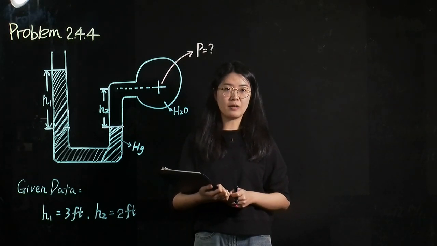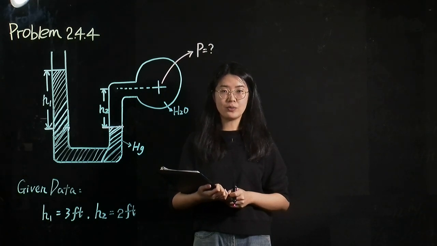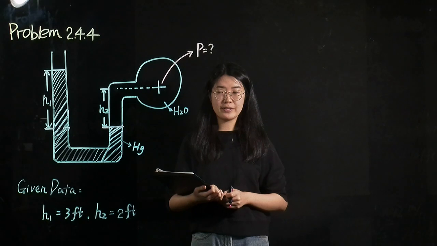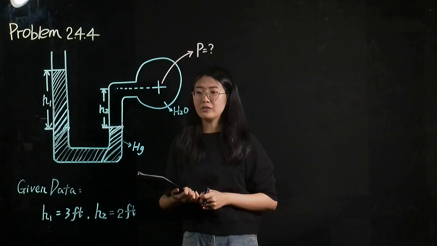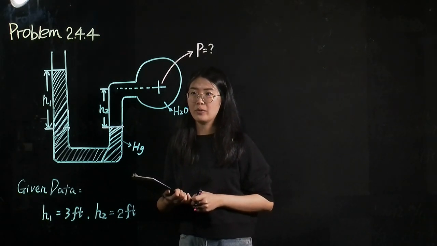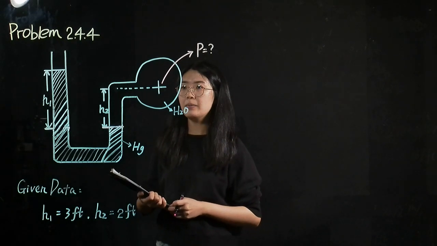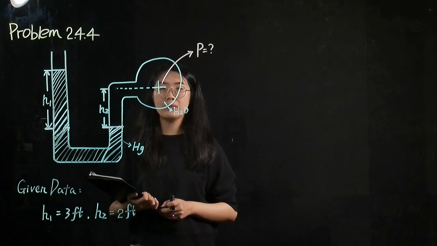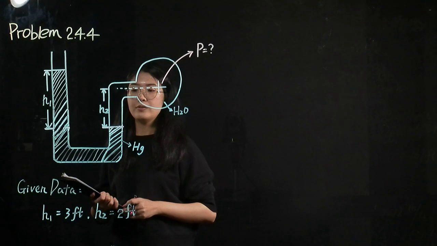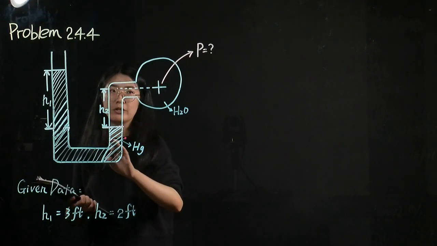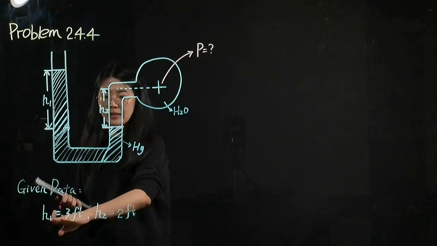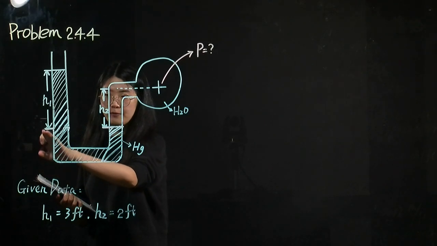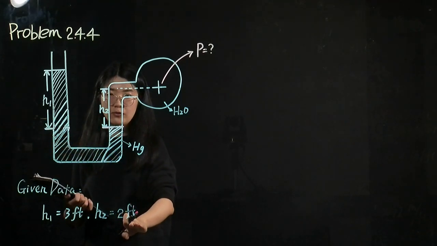Today we're going to talk about the problems in homework 1 for CEE222, Water Resources Engineering. Let's take a look at the first problem, which is using a mercury manometer to measure the pressure in the pipe. So here is an open-ended mercury manometer. We already know that H1 is 3 feet and H2 is 2 feet.